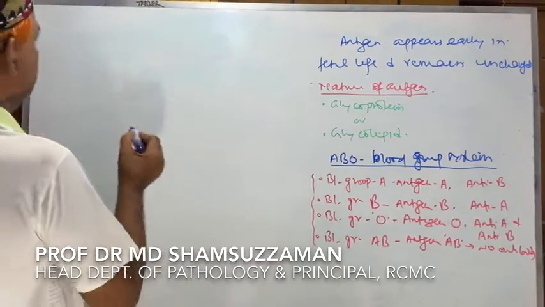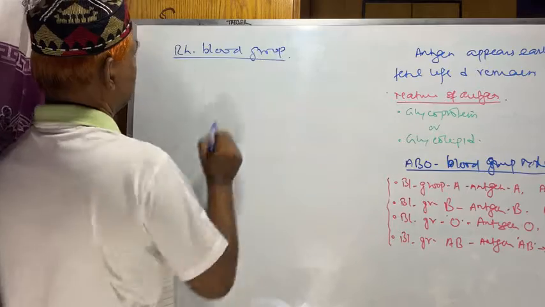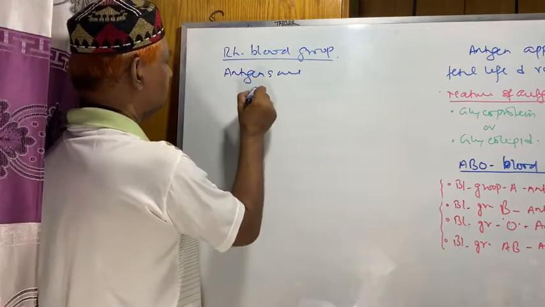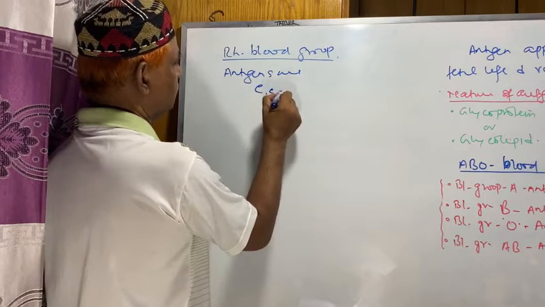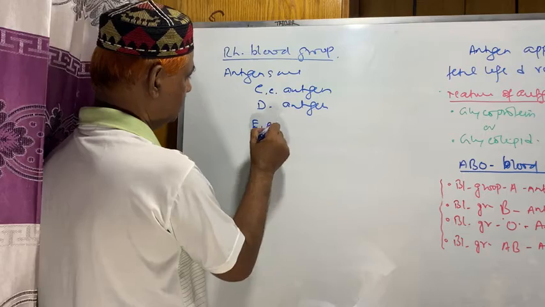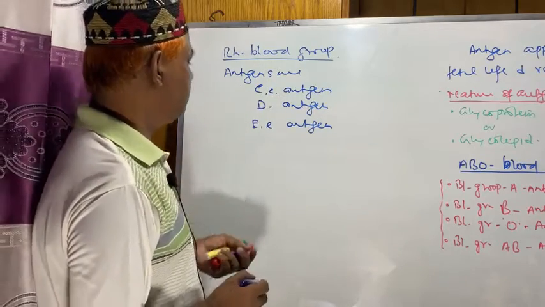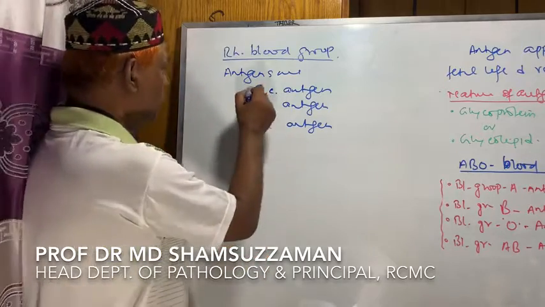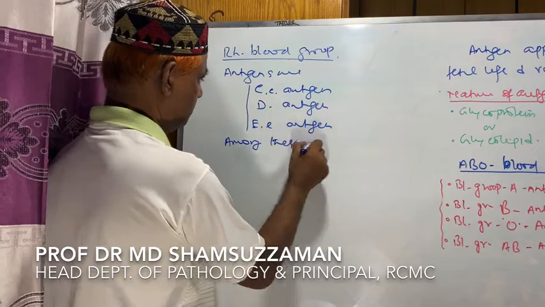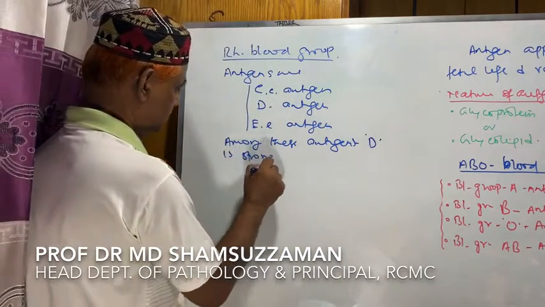Now come to RH blood group, or Rhesus blood group. The antigens are capital C and small c, capital D antigen, capital E and small e antigens. Among these antigens, D is a strong antigen.